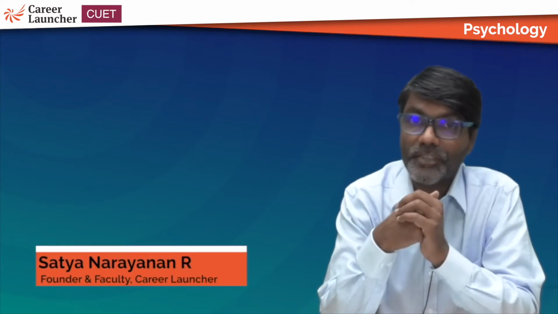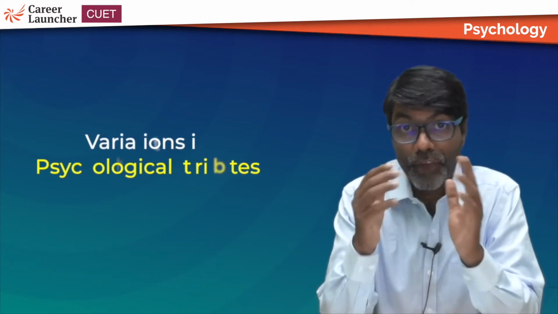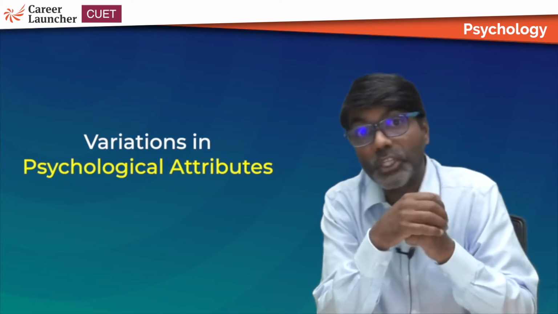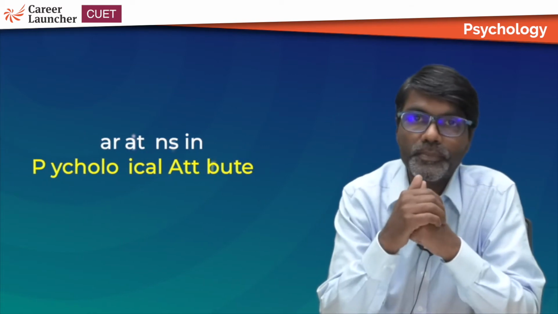Psychology as a subject, Chapter 1. The name of the chapter is called Variations in Psychological Attributes. Before we get into the chapter, some quick thoughts about psychology as a subject. You know, psychology is a very practical, here and now, and extremely exciting and interesting subject.